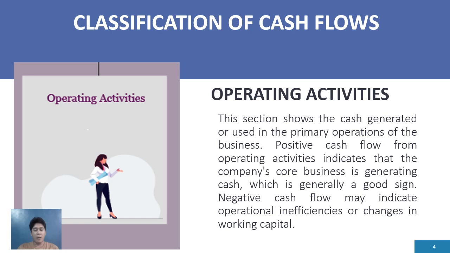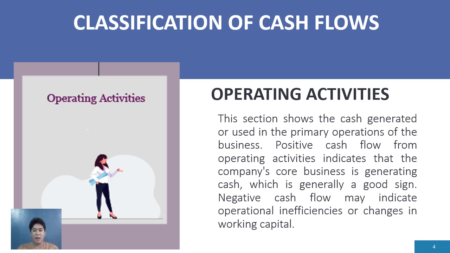So like what I have said earlier, there are three main sections in the cash flow statement. The first one is the operating activity section. This section shows the cash generated or used in the primary operations of the business. Usually, the activities involved here are the production, the sales, the payments to suppliers and to the employees or the salary, the labor, and the taxes paid, and any other expenses related to the operation.